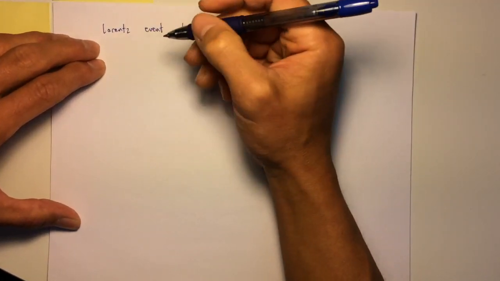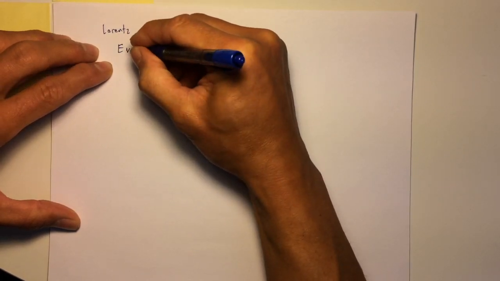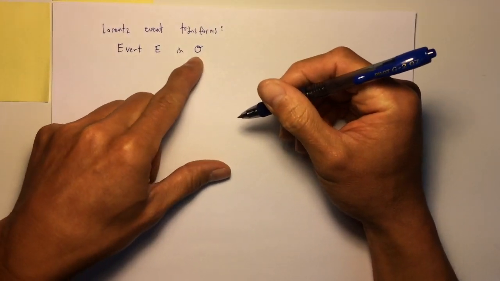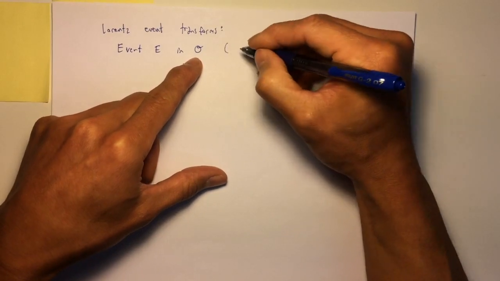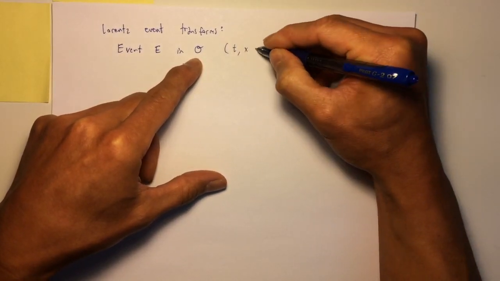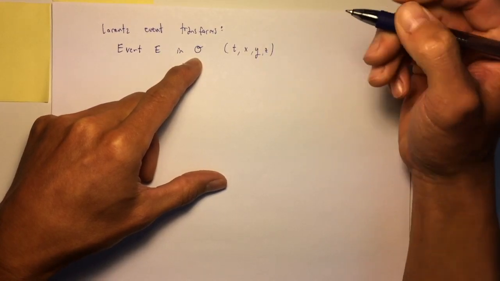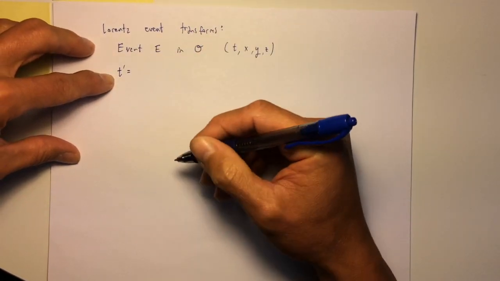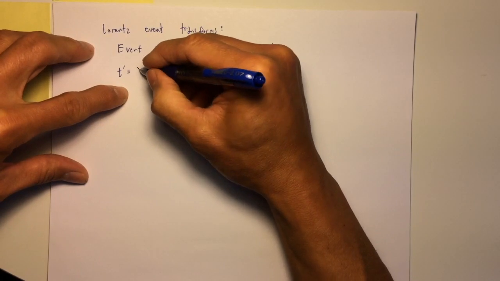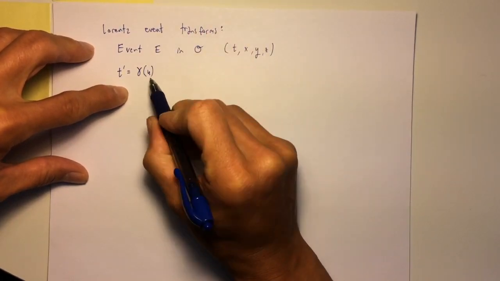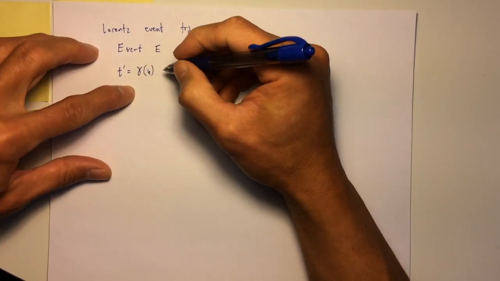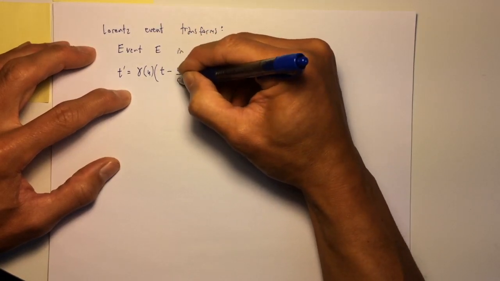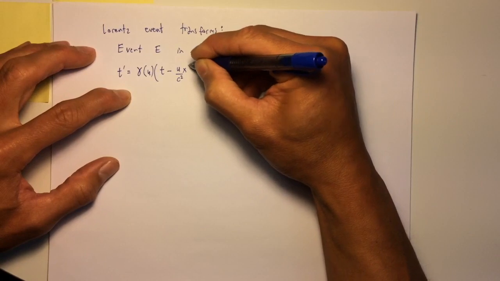So if an event E, as recorded by observation frame O, is given the space and time coordinates t, x, y, and z, then t prime equals the gamma factor of the relative speed u times the quantity t minus u over c squared times x.